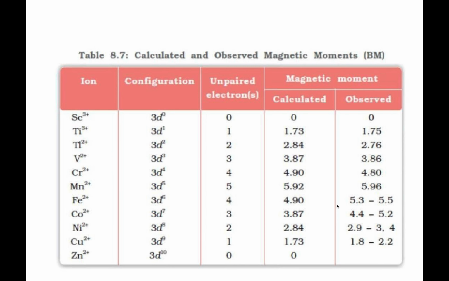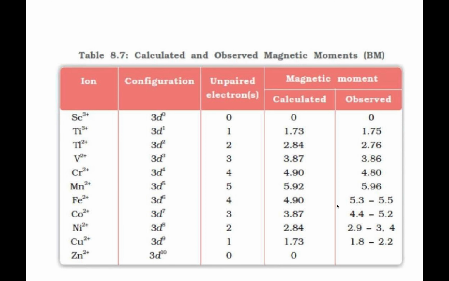Now you can see the calculated and observed magnetic moments from the table, and it is given in detail for each of the ions. You can see, and no need to learn all this by heart, you just need to know the trends or the differences, the variations along the chart. So just for your reference only I have included this.